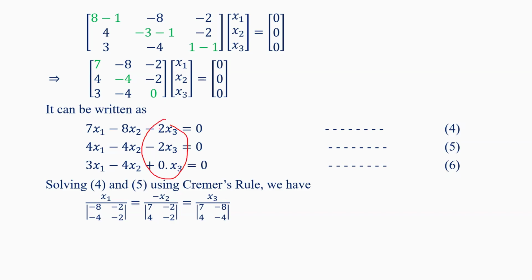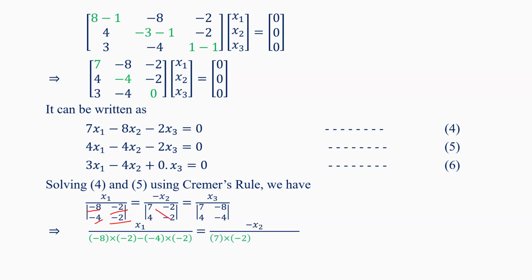If we take it upon x3, what is that? 7 4 and minus 8 minus 4. This is very simple. Now, if we simplify it, x1 upon minus 8 into minus 2, minus of 4 into minus 2, similarly minus x2 upon 7 into minus 2, minus of 4 into minus 2, and x3 upon 7 into minus 4, minus 4 into minus 8.